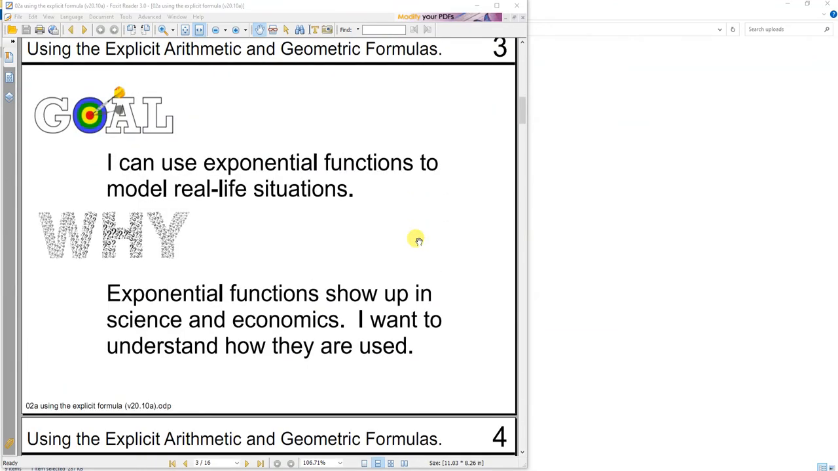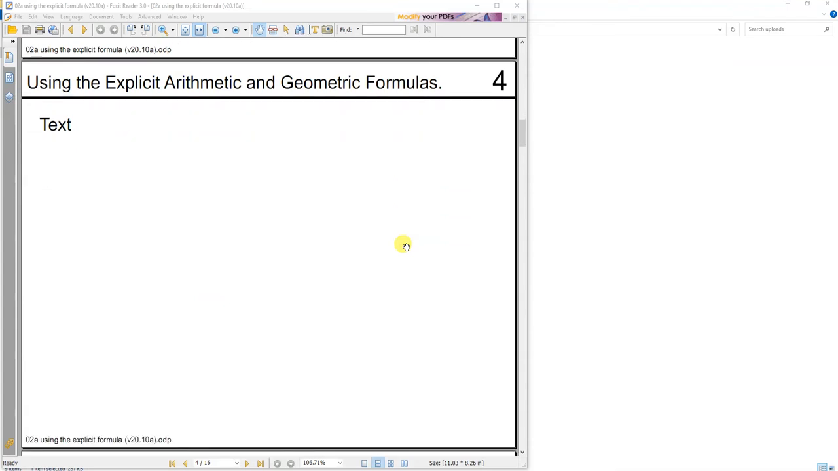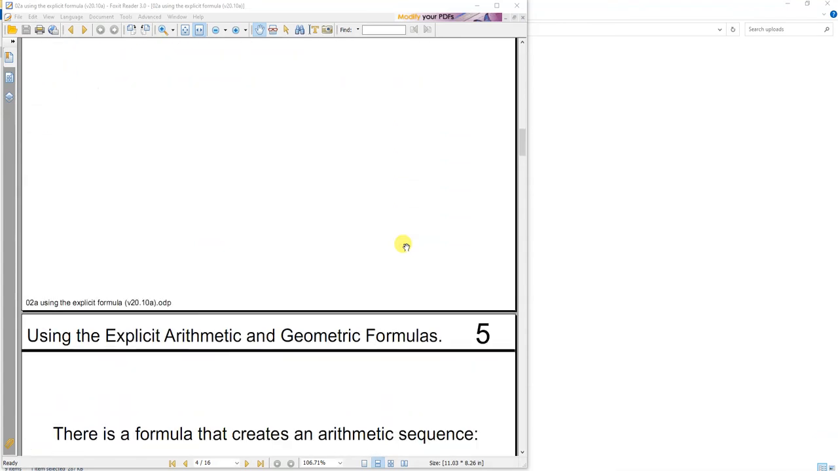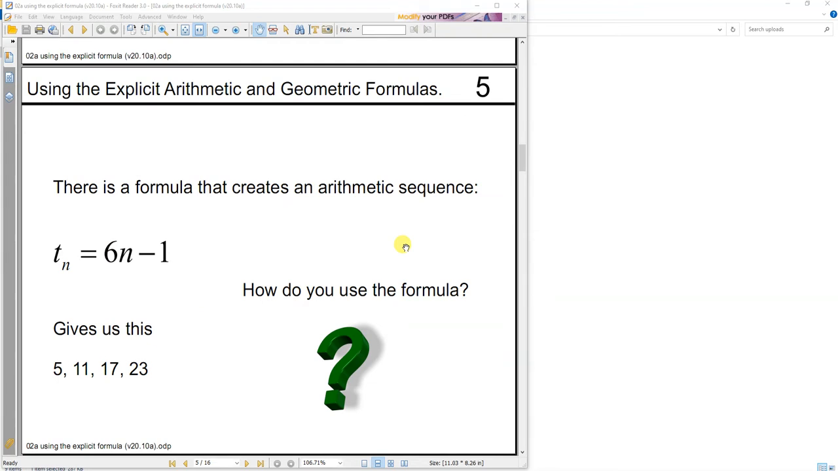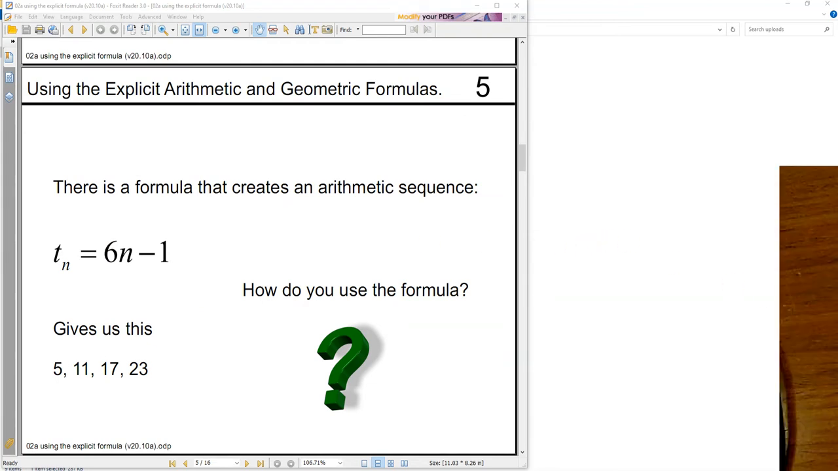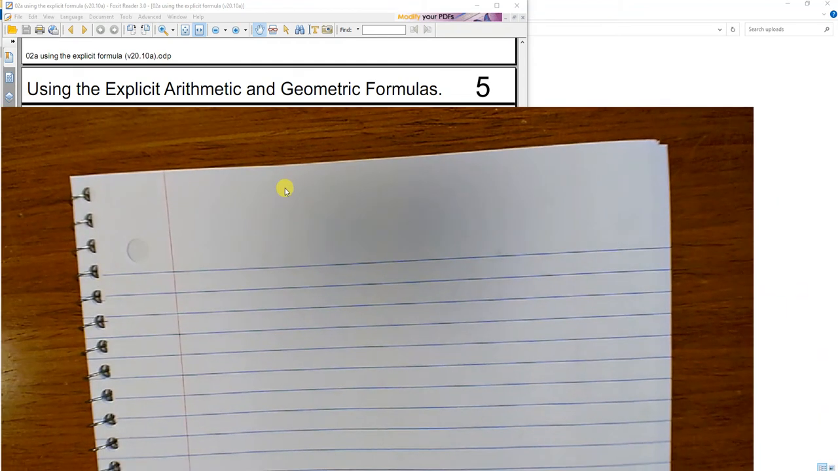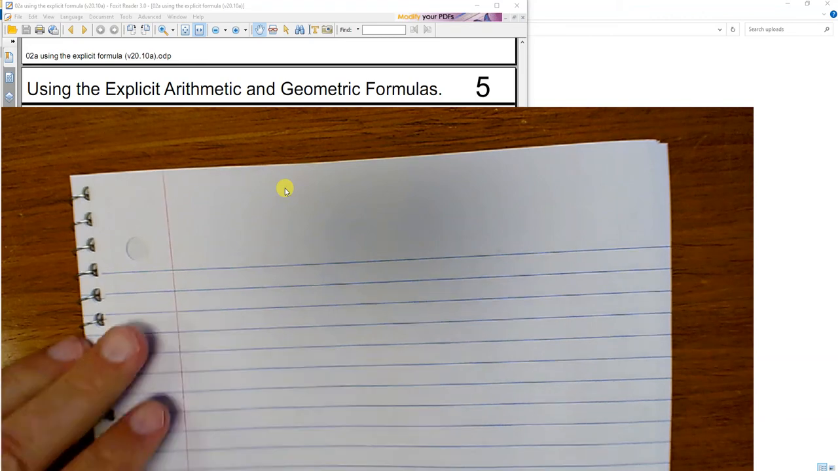Our learning goal: I can use exponential functions to model real-life situations. Exponential functions show up in science and economics. I want to understand how they are used. I do not have any magical intro text for you on this one, so let's get going with the notes. And our title is going to be using the explicit formula.